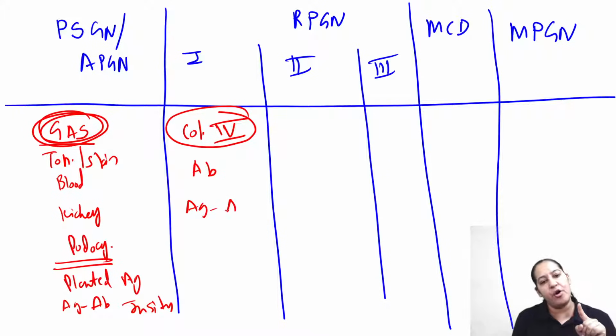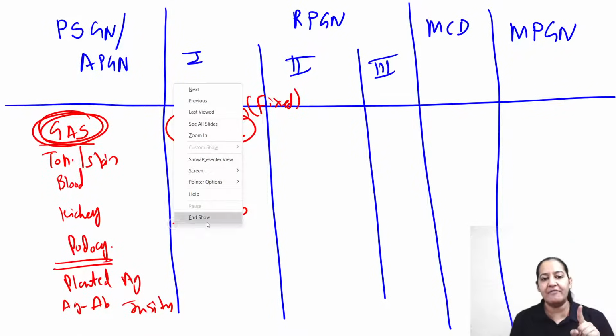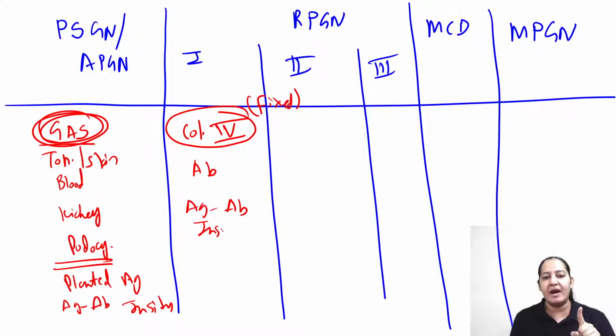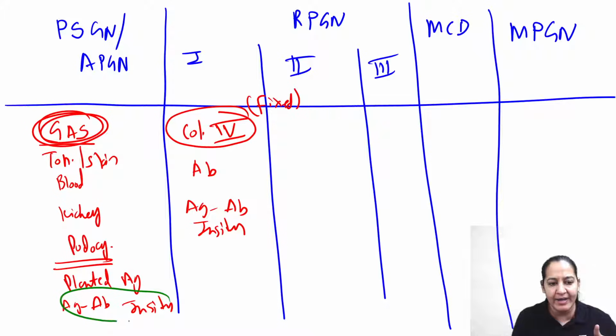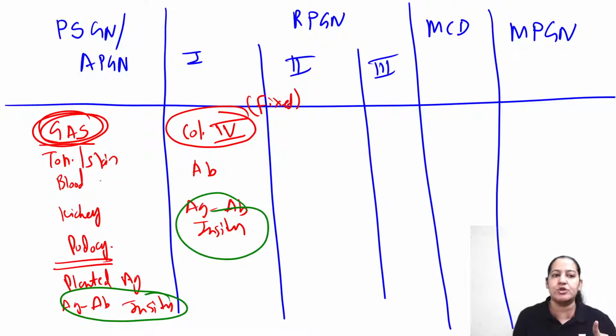So antigen antibody complexes are formed here also, but this antigen is a fixed antigen. It is not planted. It is initially present here only. So it is a fixed antigen. So antigen antibody complexes are formed here again in situ, but against a fixed antigen, not the planted one. See, here also in situ antigen antibody complex formation, here also in situ. But here the antigen is planted and here the antigen is fixed. That is the difference between the two.